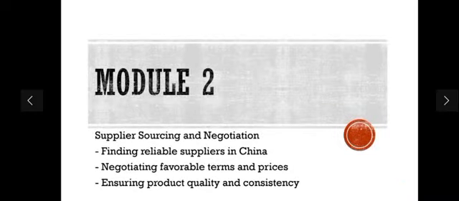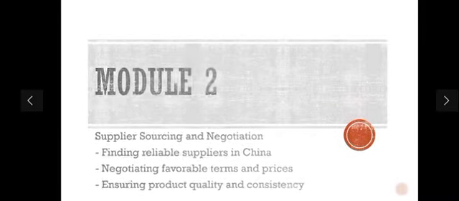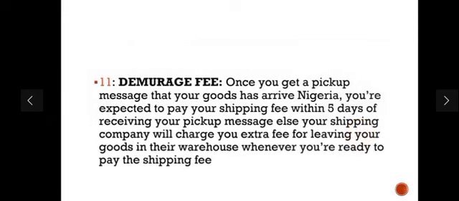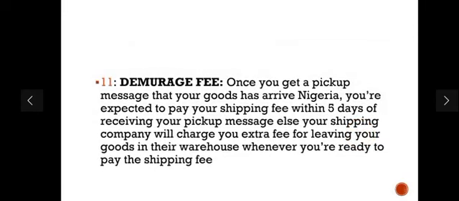So that is basically all we're going to talk about in module 1. I just want to stress this demurrage fee, because if you are not able to pay that money within 5 days after your pickup message, a stipulated amount will be added daily, and sometimes if it gets too much, an individual will be unable to pay, and then his goods, everything is forfeited.